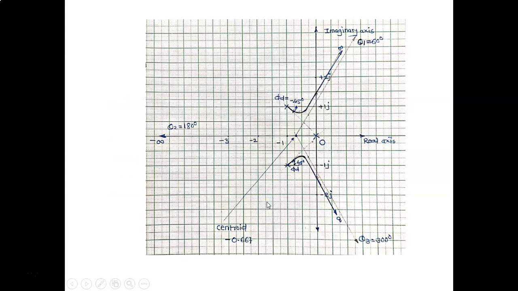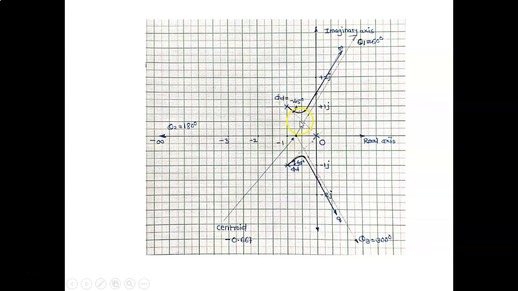Now we have to draw the root locus. Draw the x-axis as the real axis. Write down the values 0, minus 1, minus 2, minus 3. Draw the vertical axis, y-axis as imaginary axis. Now locate the poles: P is equal to 0, P is equal to minus 1 plus j, minus 1 minus j. Locate these poles like this. Then locate centroid minus 0.67.